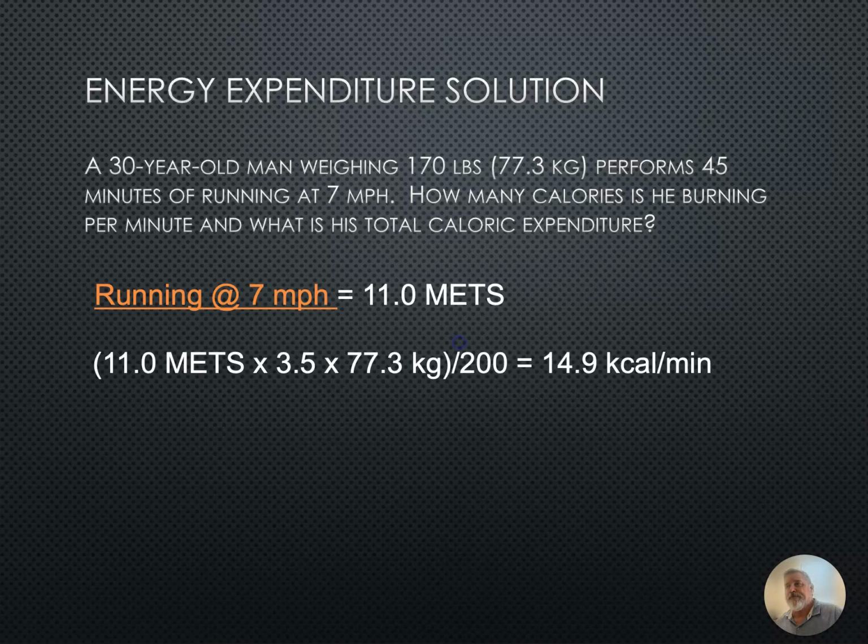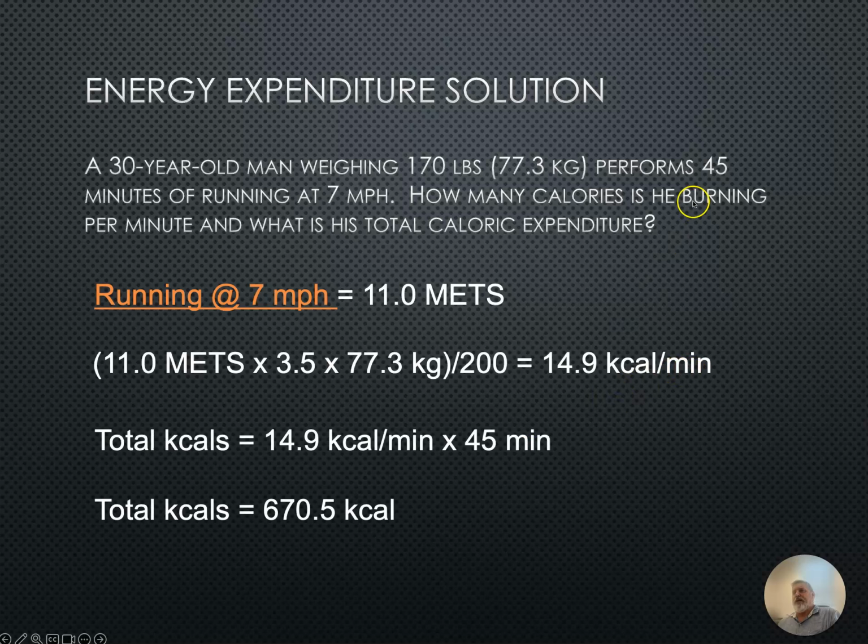So we go 11 METs times 3.5, which is a constant, times body mass, which is 77.3. Divide that by 200, we get 14.9 kcals per minute. If we know kcals per minute, we know that he was running for 45 minutes, so total kcals equals 14.9 kcals per minute times 45 minutes. This person burned 670.5 kcals running for 45 minutes at 7 miles per hour.